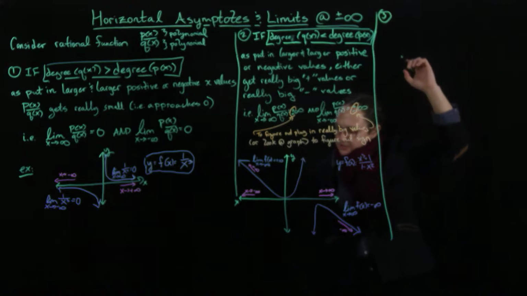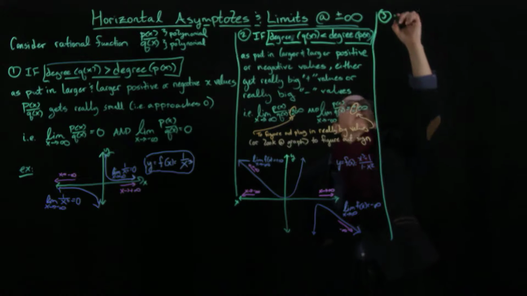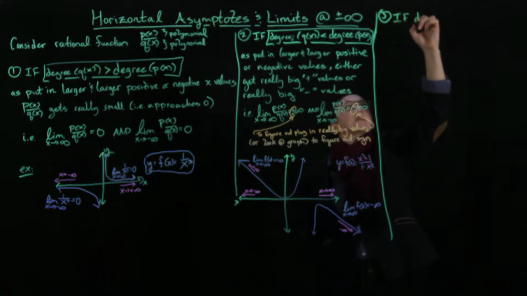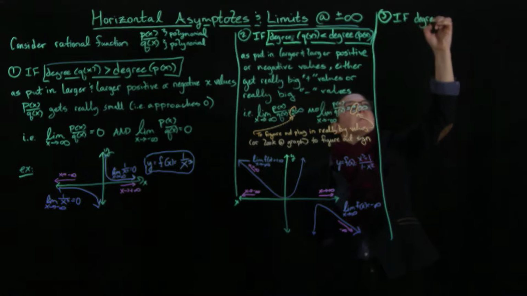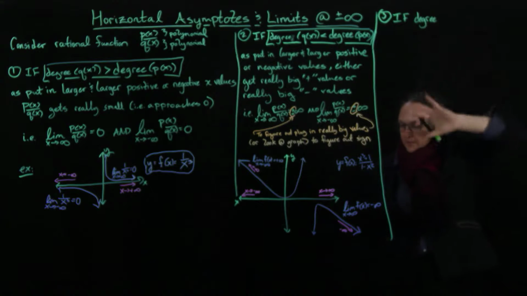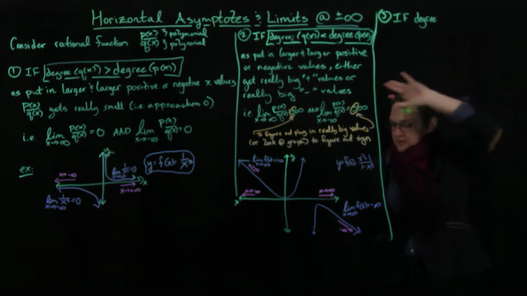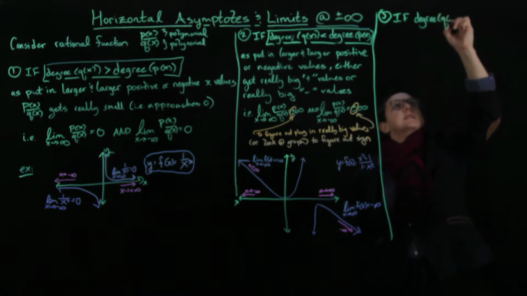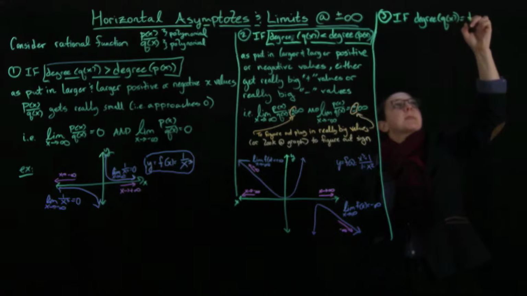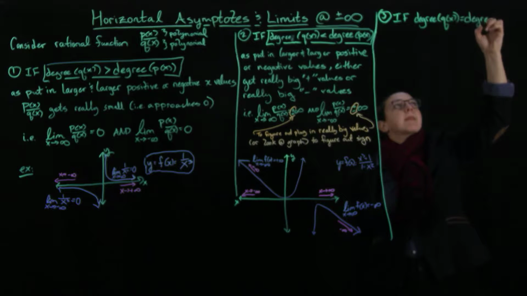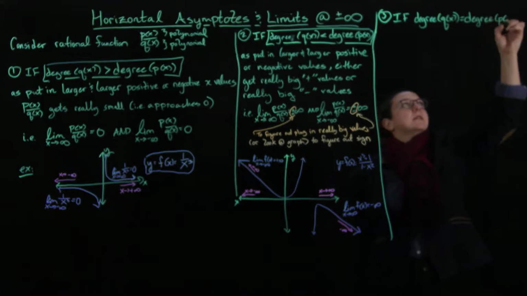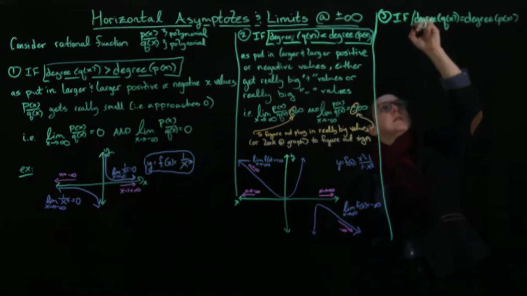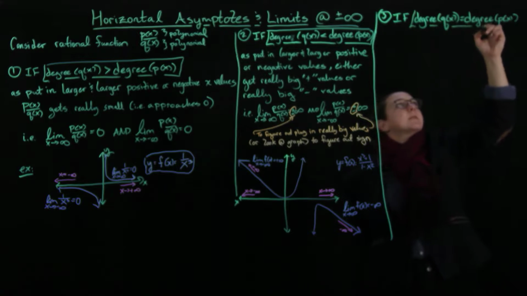Okay, so in this situation, I'm looking at the degree of, remember, these are polynomials because it's a rational function. So I'm looking at the degree of q of x, and I'm going to say it's going to equal the degree of p of x. So this is this circumstance.